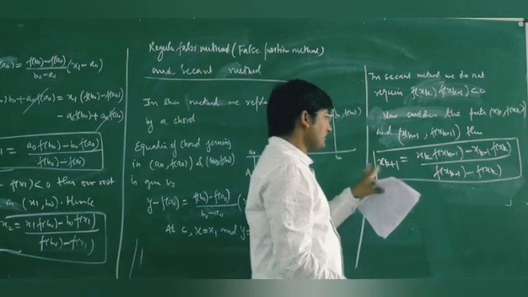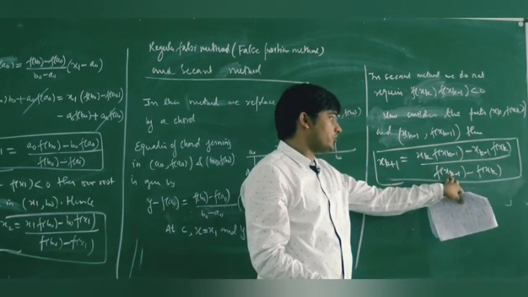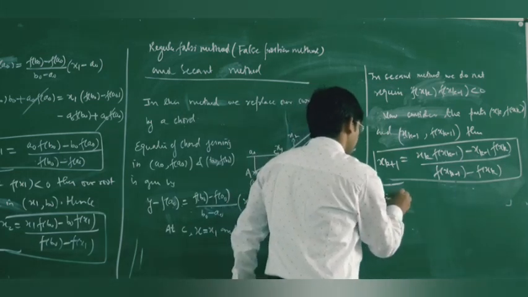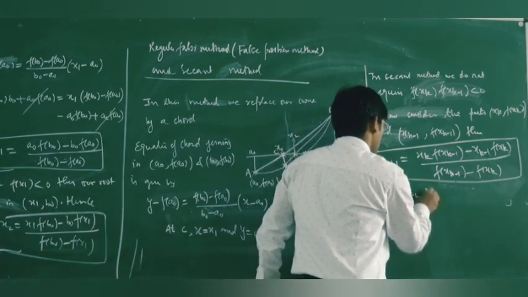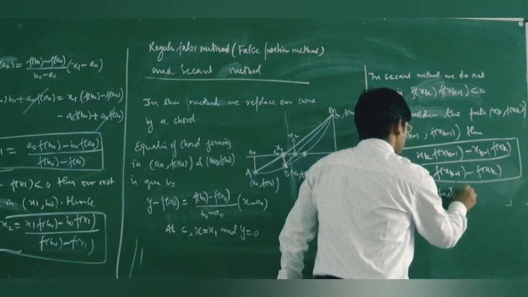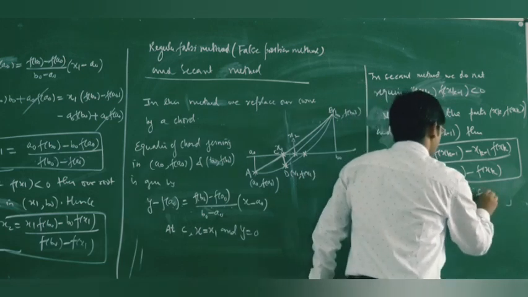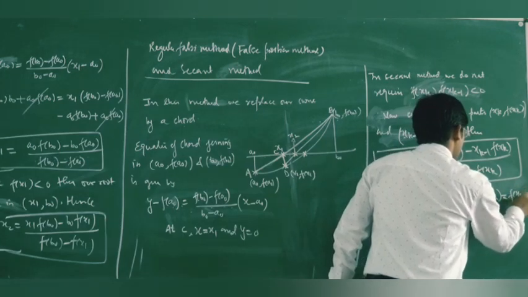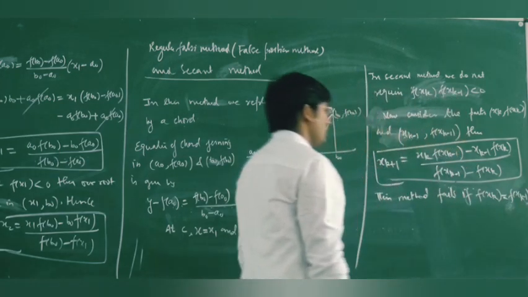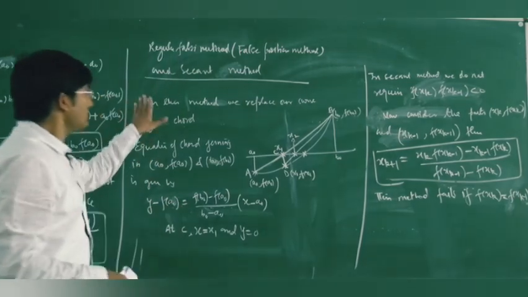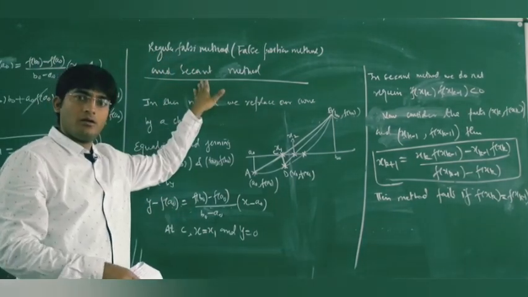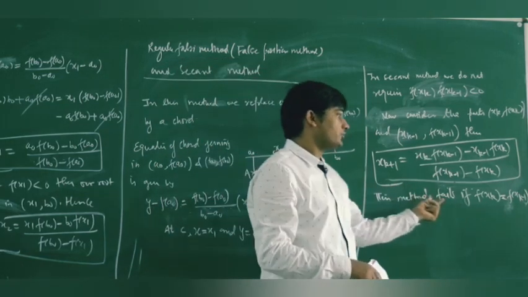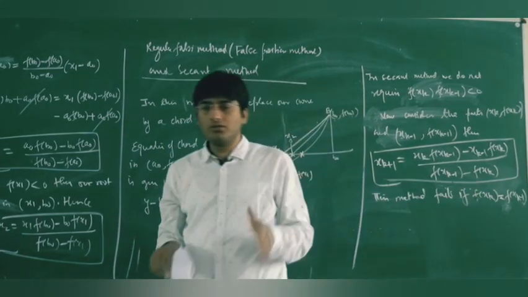Now this second method fails whenever your f(xk) is equal to f(xk minus 1). This method fails if f(xk) equals f(xk minus 1). Whereas your Regula Falsi method always converges, but your second method fails at this point. So this is all about this lecture.